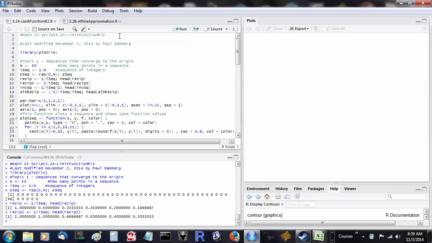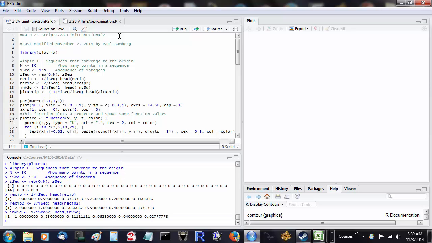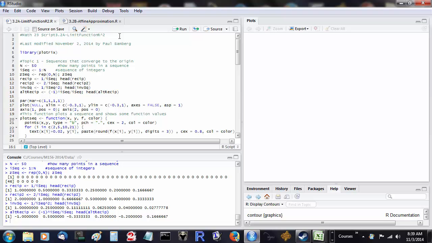Here's 2 times the reciprocals, 2, 2 over 2, 2 over 3, and so on. Here's the inverse squares, 1, 1 over 2 squared, 1 over 3 squared. Here are the reciprocals with alternate signs, minus 1, plus a half, minus a third, and so on.